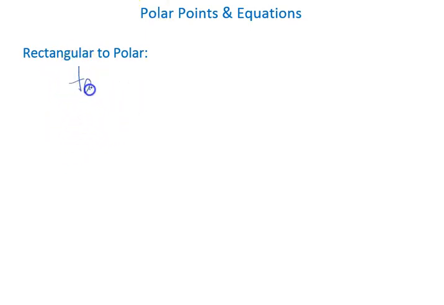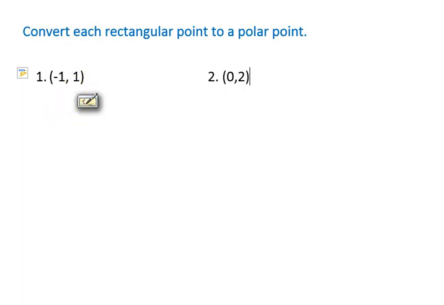You'll need to remember that the tangent of theta is y over x, and you'll need to remember that the radius squared is equal to x squared plus y squared. So that makes a total of 4 formulas so far that you need to remember to be able to do these problems. Okay, so here are two examples of that.